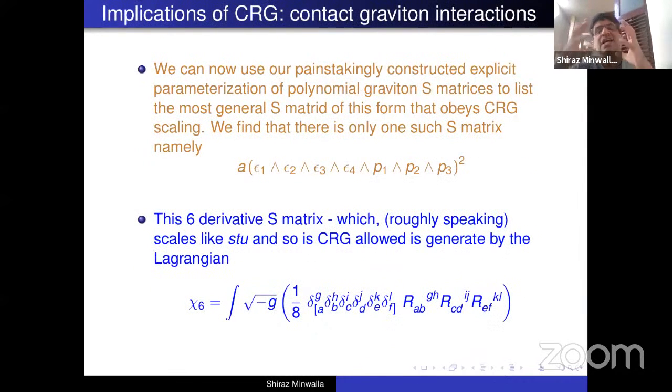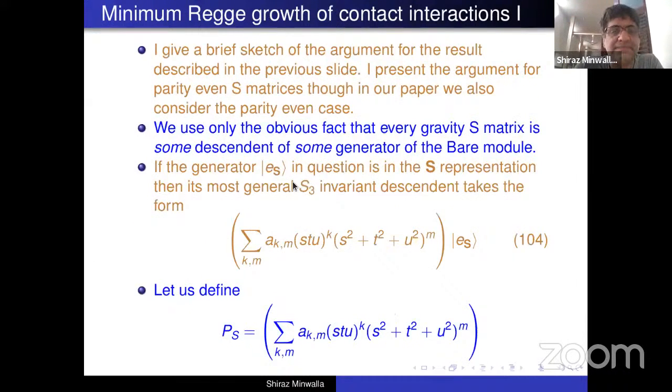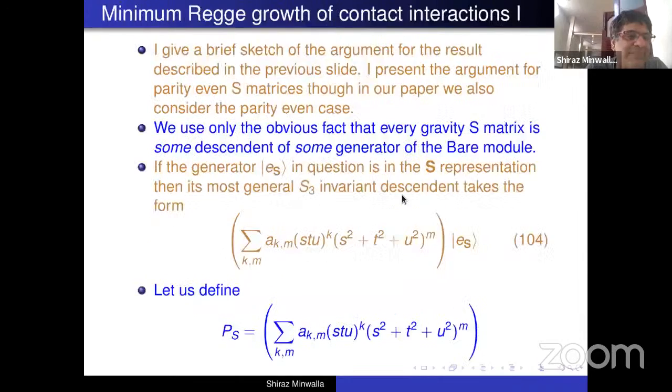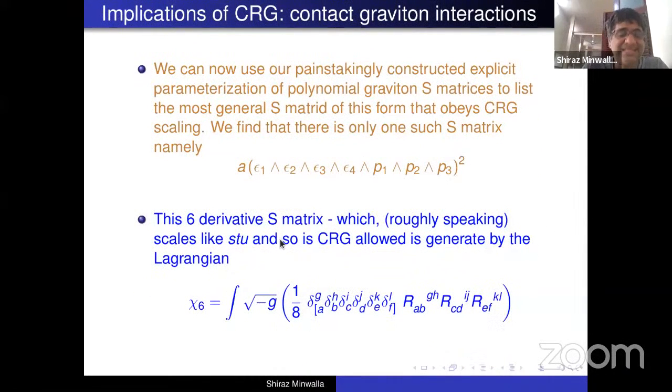Okay. And the result that we get, first let's turn to polynomial S matrices. There is only one polynomial S matrix that you can make out of 4 gravitons that is CRG allowed. And this polynomial S matrix is very simple and it's given by this structure. So wedge product of epsilon 1, wedge epsilon 2, wedge epsilon 3, wedge epsilon 4, wedge P1, wedge P2, wedge P3, the whole thing squared. You might wonder whether there's some symmetry breaking here because I've chosen to wedge with 3 P's, but you can convince yourself that using momentum conservation, the wedge of any 3 P's is the same. This is a 6 derivative S matrix, which is CRG allowed, and it follows from the Lagrangian that can be written like this.